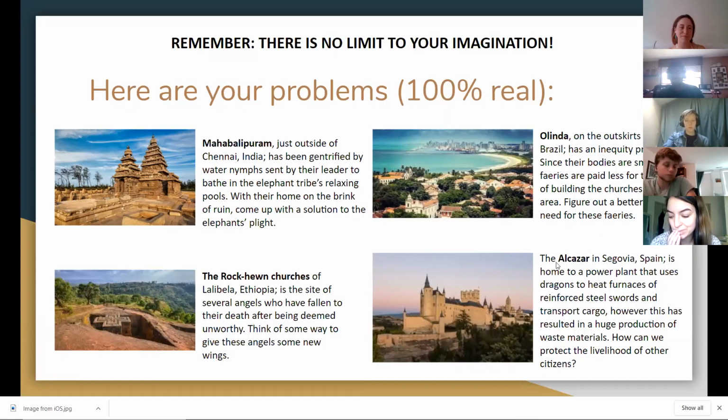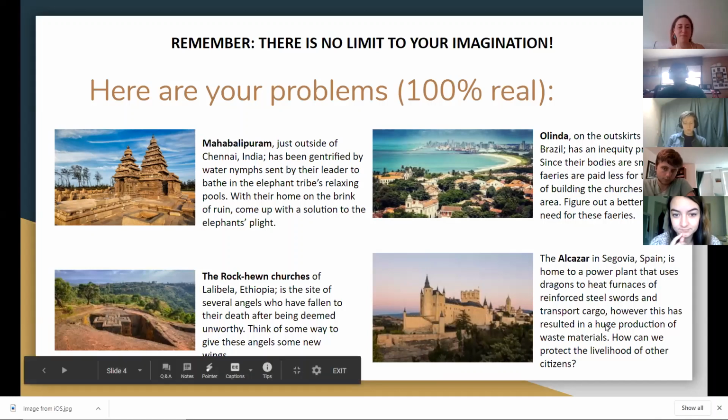That was kind of a parallel on gender pay inequity. And then finally, the Alcazar in Segovia, Spain, was home to a power plant that uses dragons to heat furnaces of reinforced steel swords and transport cargo. However, this has resulted in a huge production of waste materials. How could you protect the livelihood of other citizens by protecting the environment around?